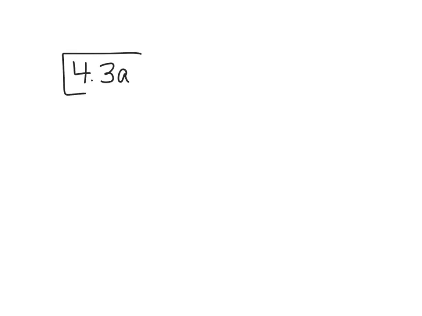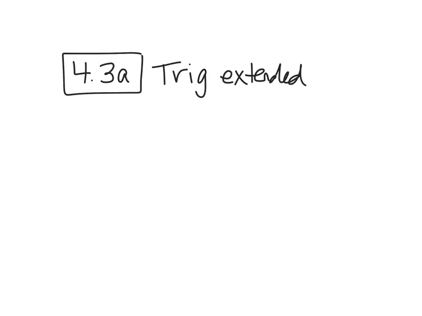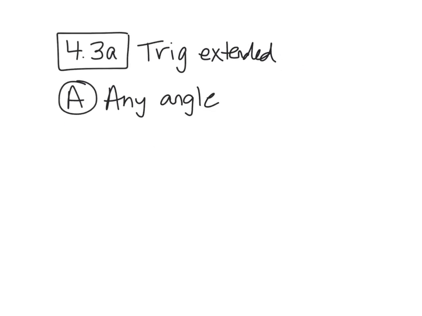All right, 4.3a. Okay, we're gonna extend our trig. So far we've only been in quadrant 1, and we've had acute angles. So we're going to do an extended trig, and we're going to extend this to the circular functions. Let's first start by talking about any angle. So far we've only done 0 to 90, or 0 to pi over 2. Today we're going to open it up.